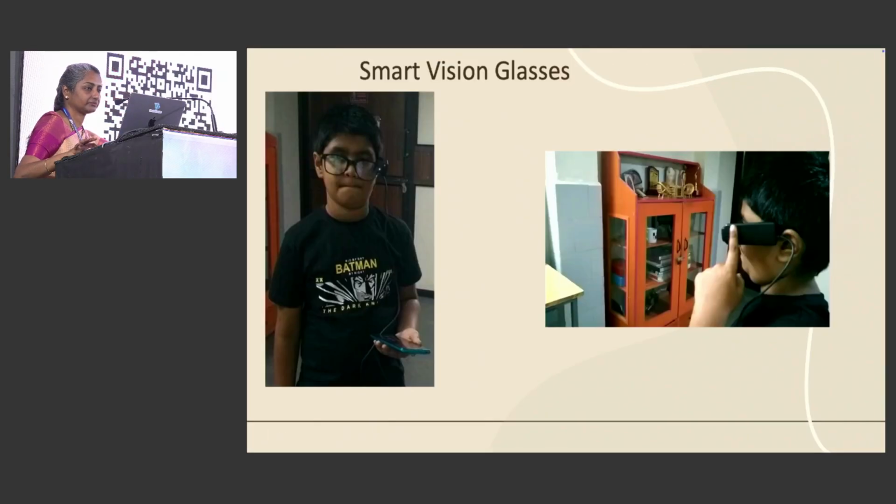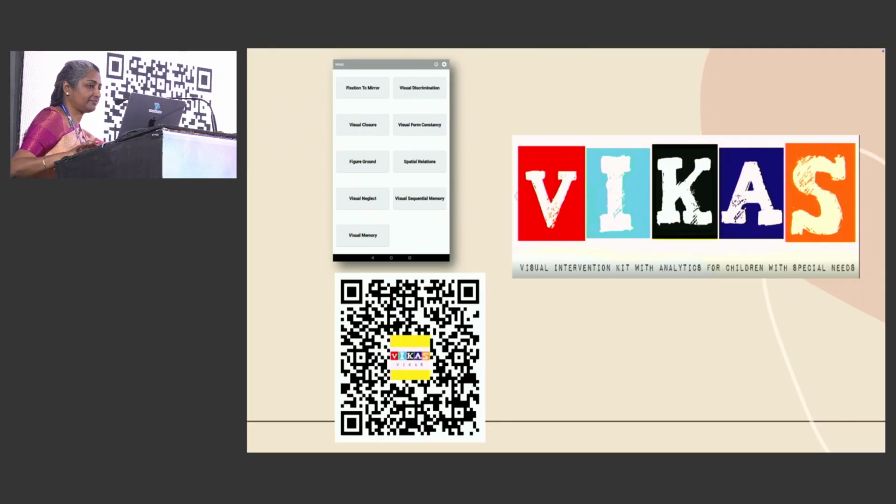So the Vikas app was developed by the Arvind Madurai team, where they had put in simple tasks like fixation, mirror, visual closure, figure ground, visual neglect. So all the higher function tests are there in the app, but this is not freely available. I think you have to contact Dr. Sahitya if you need access to this testing method. But now they are working on a new one called the Percepto app, which will soon be available.